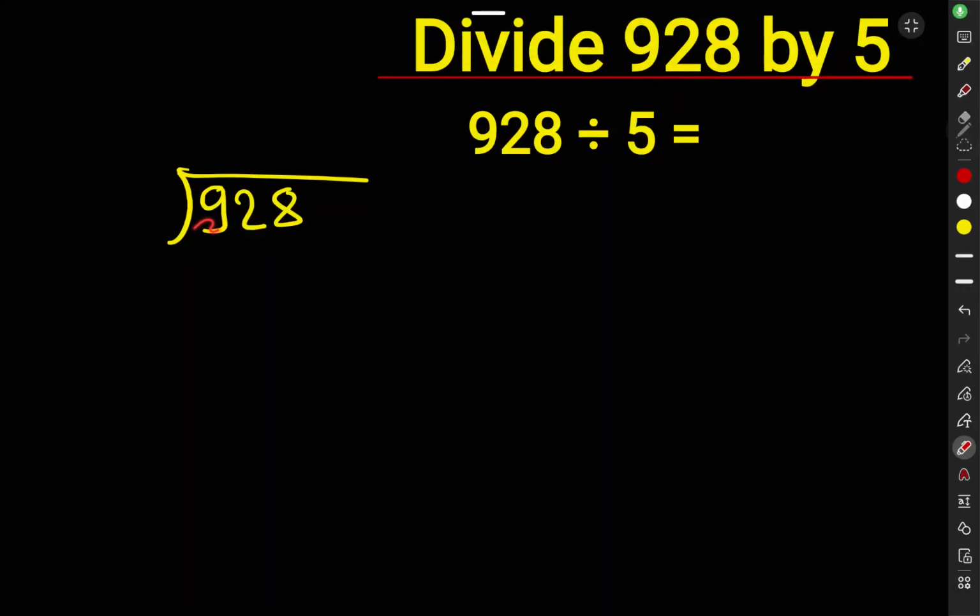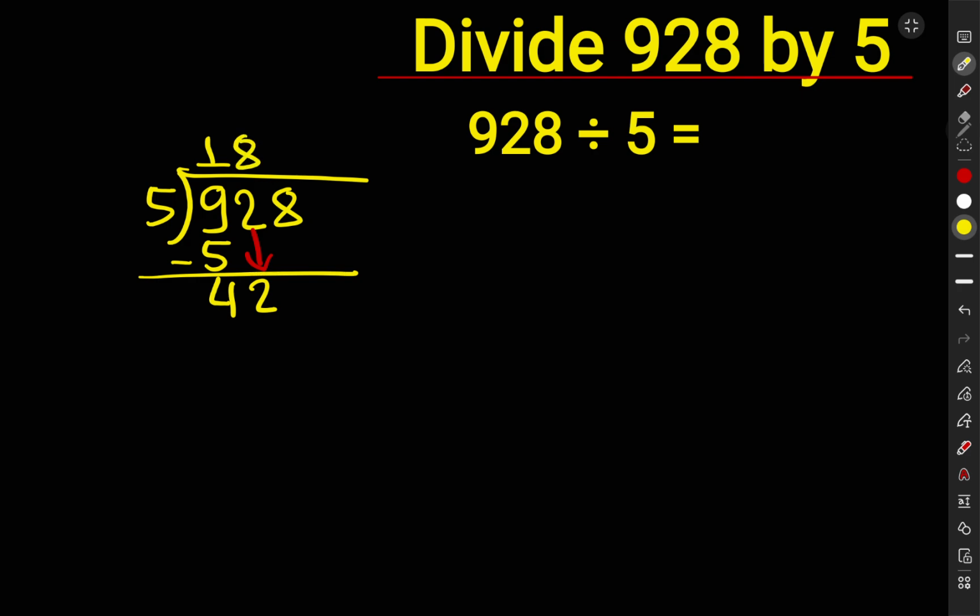We divide 928 by 5 in long division method. 5 times 1 is 5. On subtracting we get 4. So now we put down these 2 and it is 42.